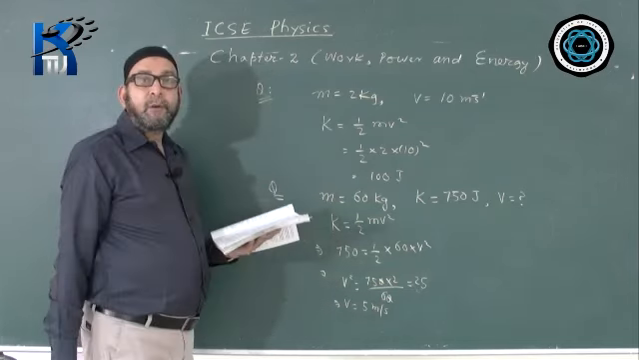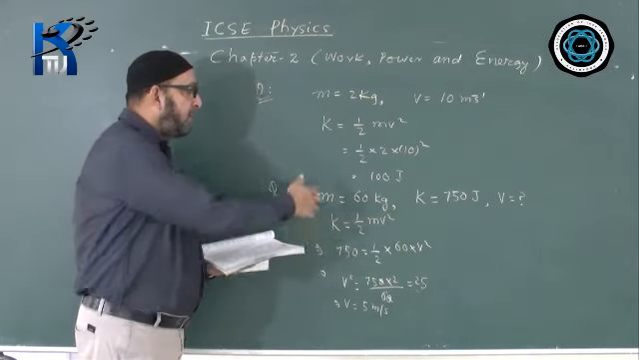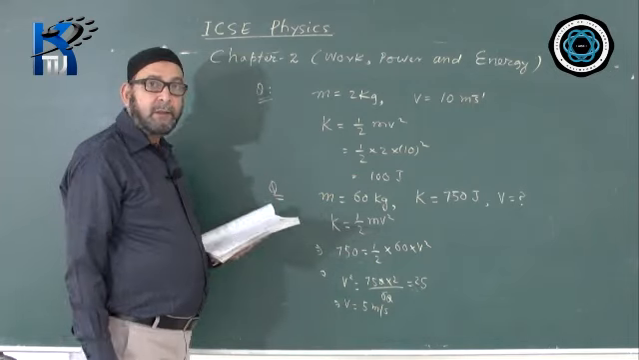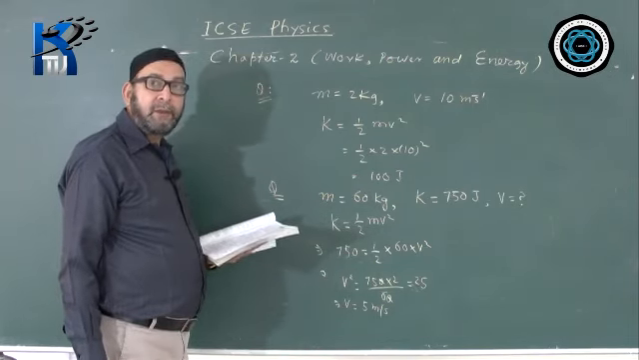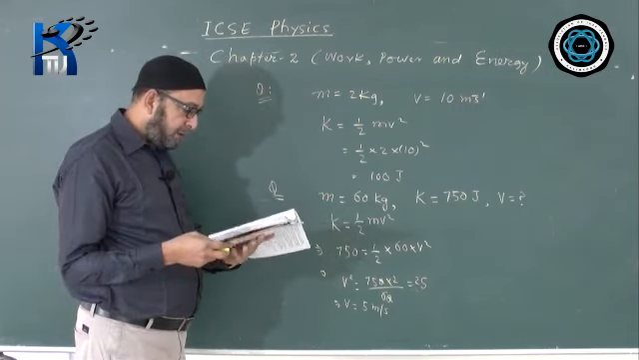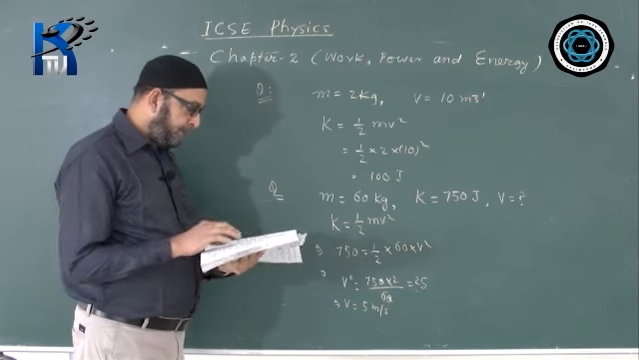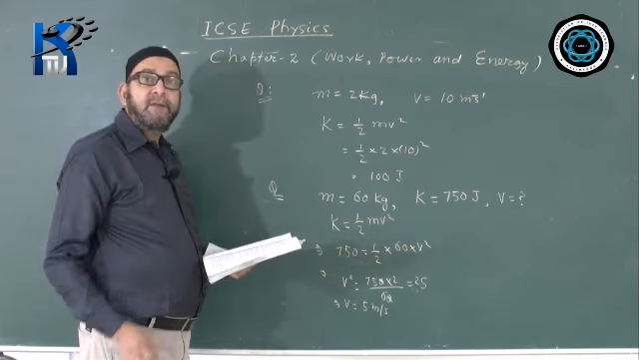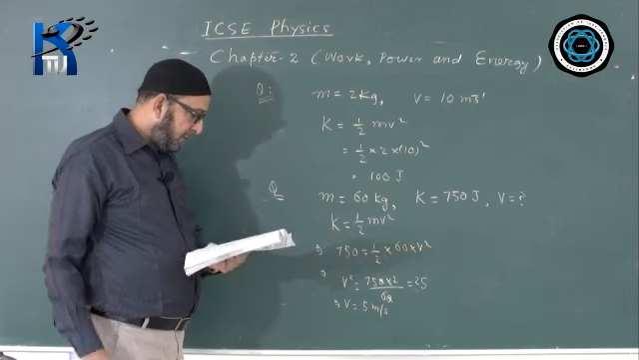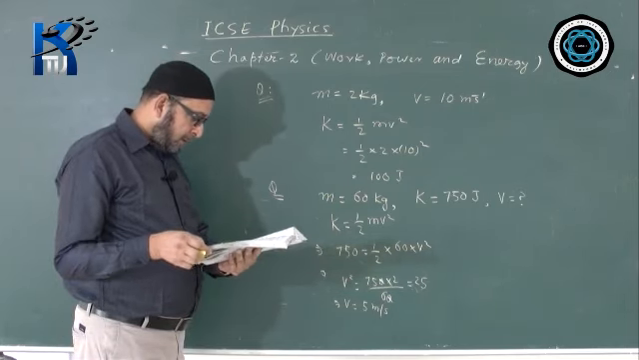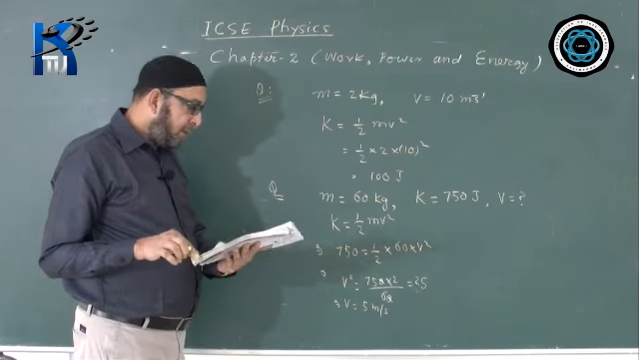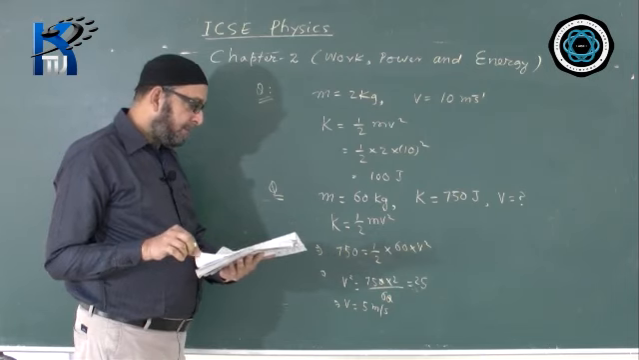While doing this kind of problem, we will make sure that all the physical quantities are taken in SI units. All the units must be SI units. If somewhere gram is given, we will change it to kg and then we will work this out. So now we are doing another type of problem.